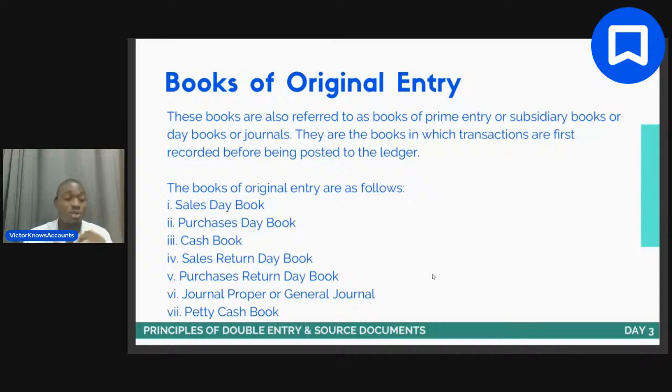Purchases day book. The purchases day book is actually similar to the sales day book, just that it does not record credit sales. Instead, it records what? Credit purchases. Now, the relevant source document will be what? Received invoices. Purchases invoices that were received.